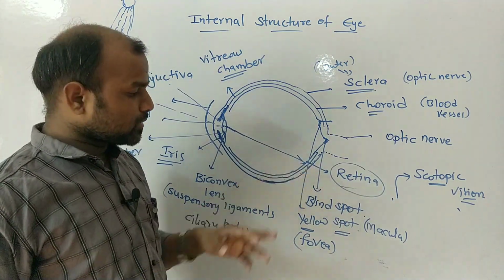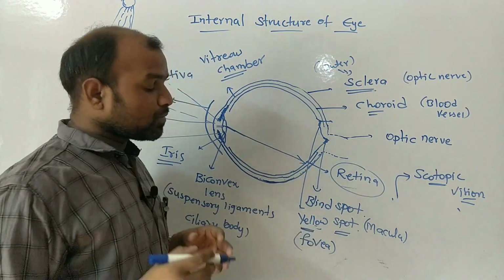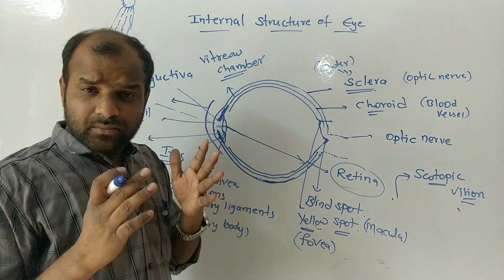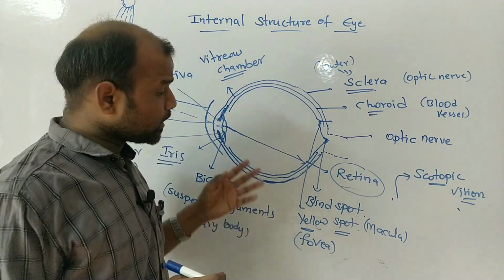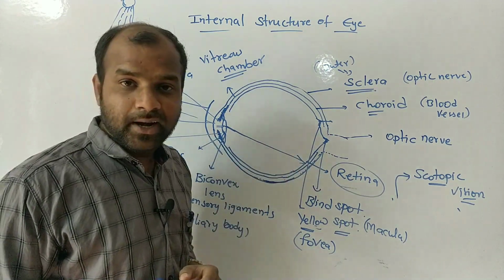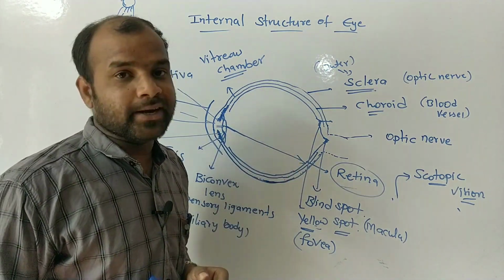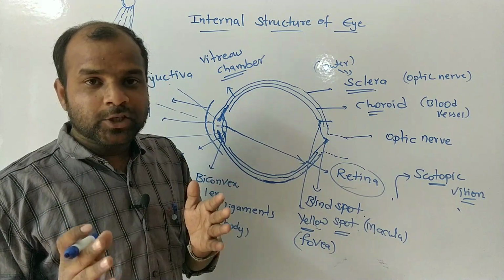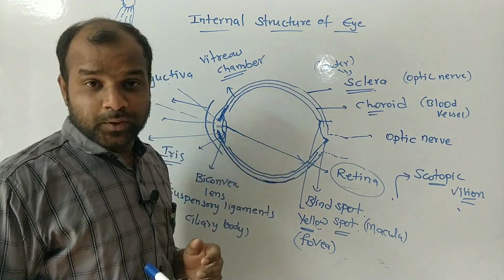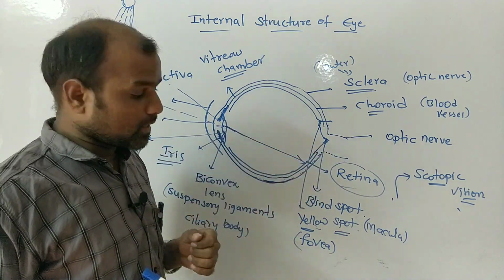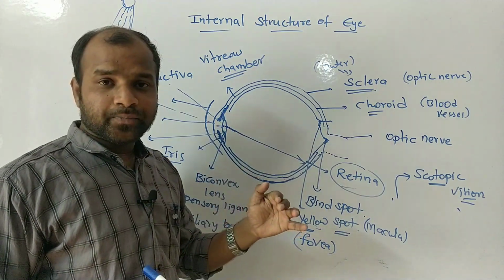Here the photoreceptor cells receive this wave of light and an action potential is generated. This action potential is carried towards the bipolar cells, and from there to the ganglionic cells.